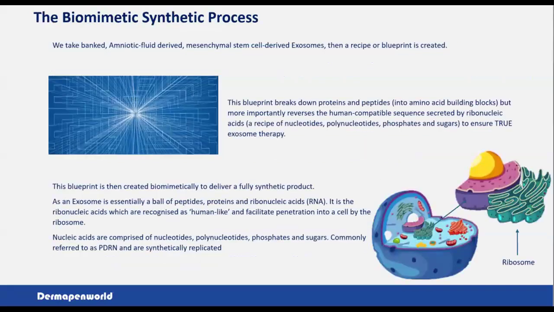Now, how they do it. We take banked amniotic fluid-derived mesenchymal stem cells into exosomes, then create a recipe or a blueprint. This blueprint breaks down the proteins and peptides into amino acid building blocks, but more importantly, at this point, they reverse the human-compatible sequence secreted by nucleic acids to ensure a true exosome therapy.